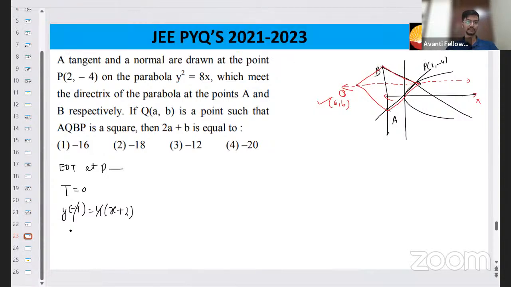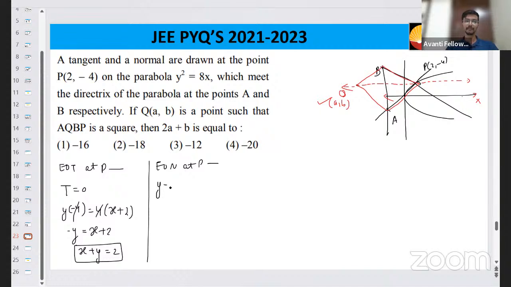4 and 4 will get cancelled. So minus y is equal to x plus 2, so x plus y is equal to 2. Let us find the equation of normal. So, the equation of normal at P. What will be the equation of normal?